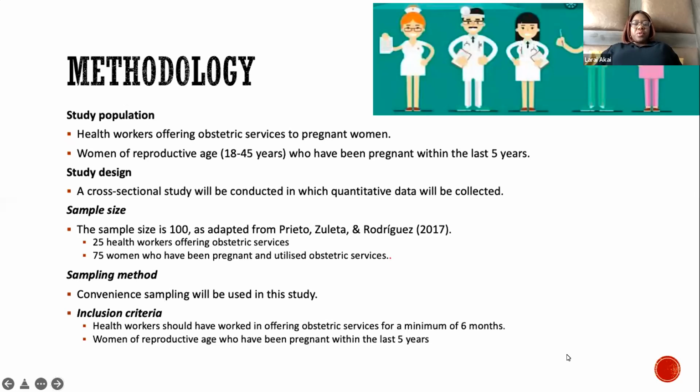And then my inclusion criteria is going to be health workers who have offered obstetric service for a minimum of 6 months. And then with regards to the women, the inclusion criteria will be women who have been pregnant within the last 5 years.